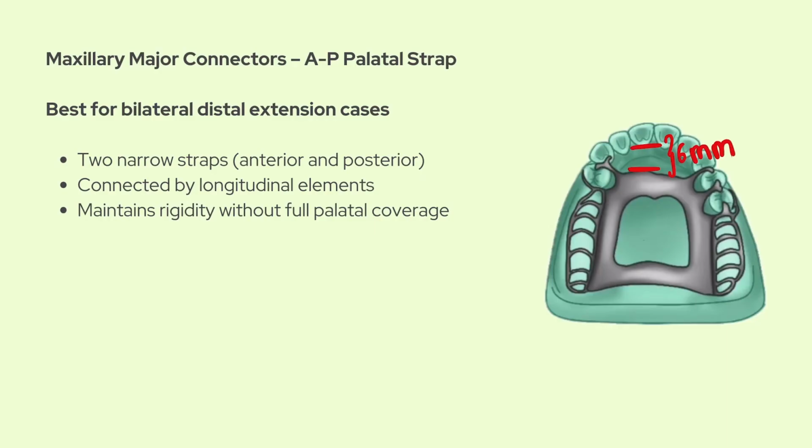Now, when you need more support and rigidity, especially in bilateral distal extension cases like Kennedy Class 1, we usually go for the anteroposterior palatal strap. This one has a narrow anterior strap and a posterior strap connected by longitudinal elements. It avoids covering too much of the palate, but still gives you excellent rigidity through its closed circular design.